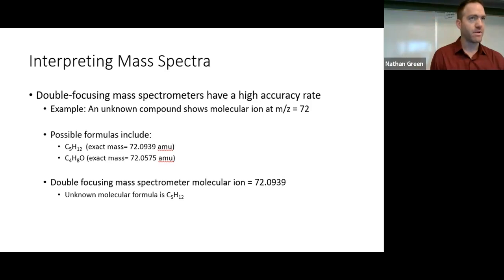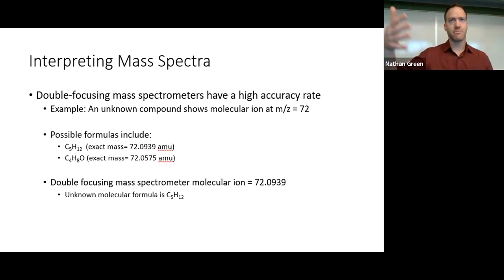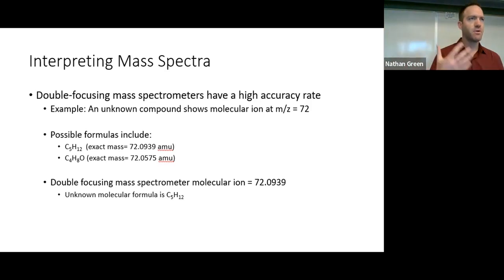72.0939, 4 decimal places. The formula C4H8O has an exact mass of 72.0575. Those numbers, by the way, are coming just from the periodic table, taking the average masses of those atoms, adding them together, but really getting into the decimal places. These numbers are different, really far out into the decimals. So if I did a double focusing mass spec or a tandem mass spec on my sample, and I saw that it was 72.0939, I could say, ooh, it's this one. I can eliminate C4H8O because my exact mass didn't match.